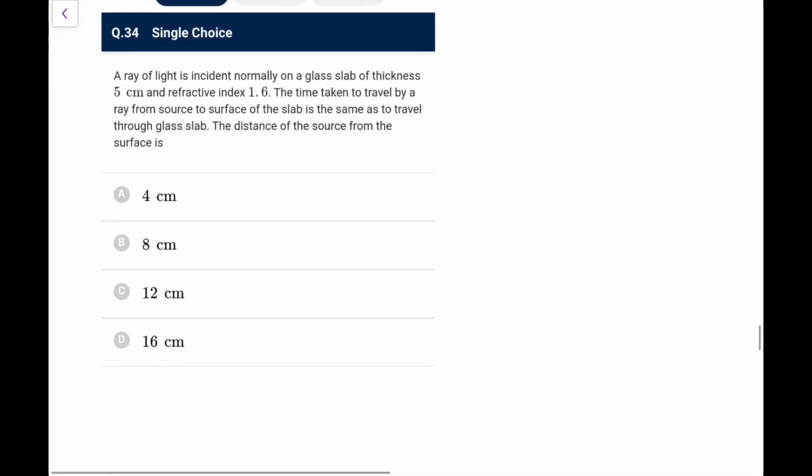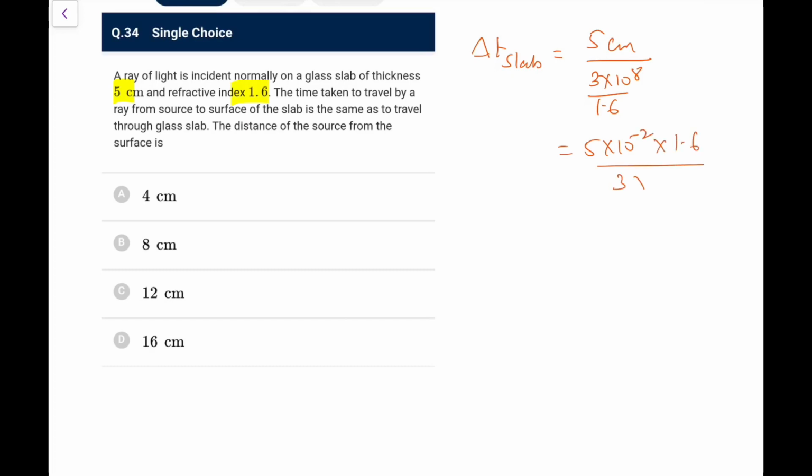Next, 34th. A ray of light is incident normally on a glass slab of thickness 5 and refractive index 1.6. The time taken by the ray to travel from source to the surface of the slab is the same as to travel through the slab. Find the distance of the source from the surface. Time taken in the slab will be equal to distance 5 upon speed. Speed is 3 into 10 to the power 8 divided by 1.6, because refractive index is given. So that is 5 into 10 to the power minus 2 in SI units, into 1.6 upon 3 into 10 to the power 8.